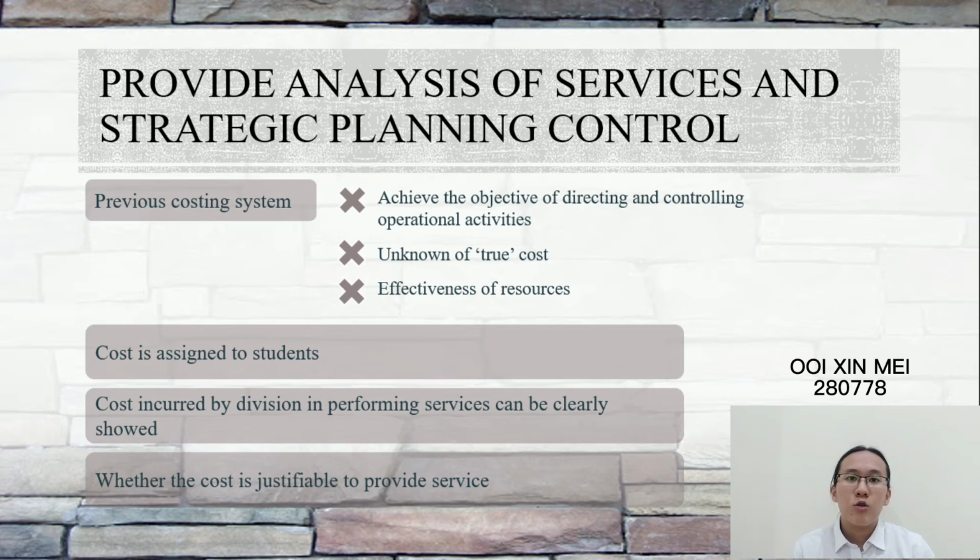The cost is assigned to students as each activity center incurred costs as a result of service rendered to the students. The cost incurred by the division in performing service for each student can be clearly shown, and whether the cost is justifiable to provide service can also be known by using the activity-based costing system. Thus, we can conclude that the activity-based costing system not only provides the analysis of service, but also helps the management team with strategic planning and control of the overall function of the organization.